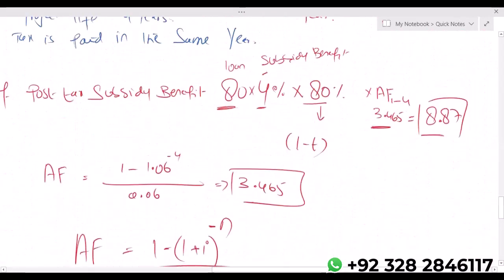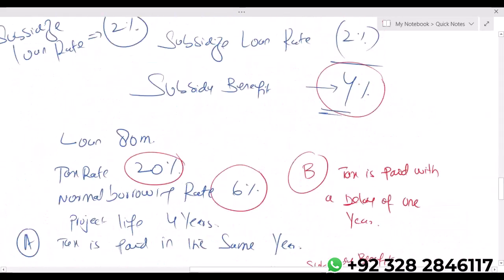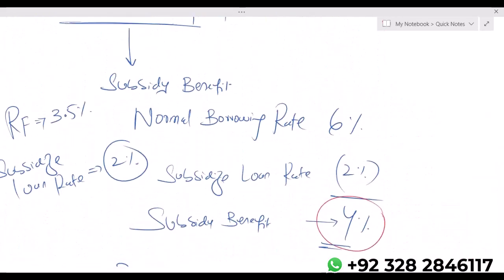Please come in. Normal borrowing rate is 6%. Subsidized loan rate is 2%. So the benefit will be 4. Yes or no, please? Is it clear now? Okay.